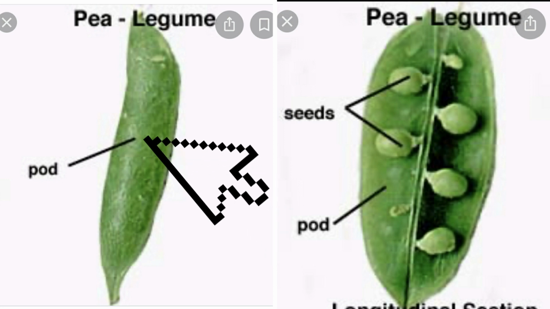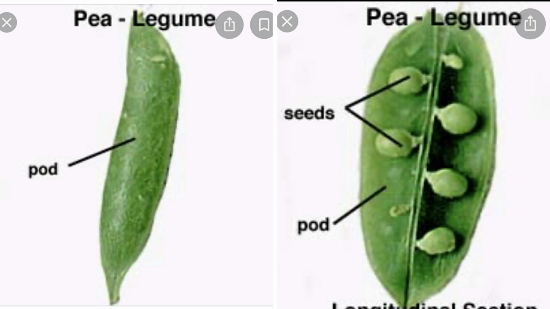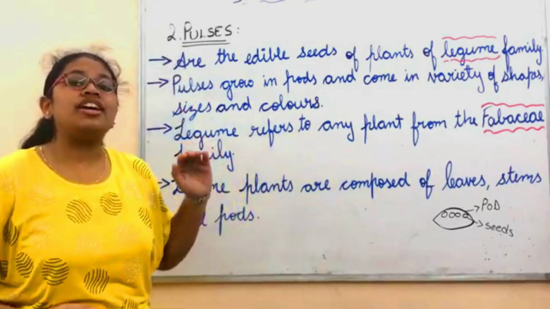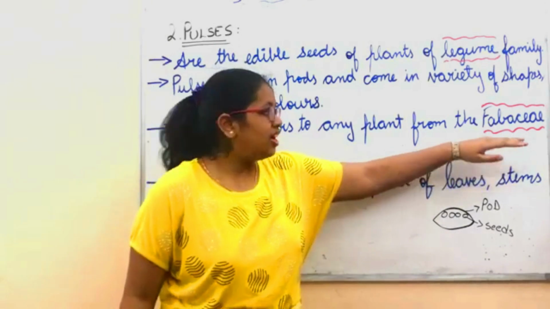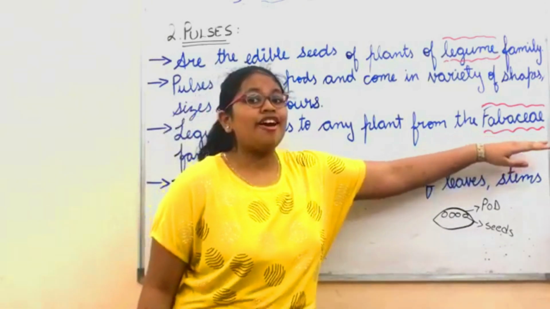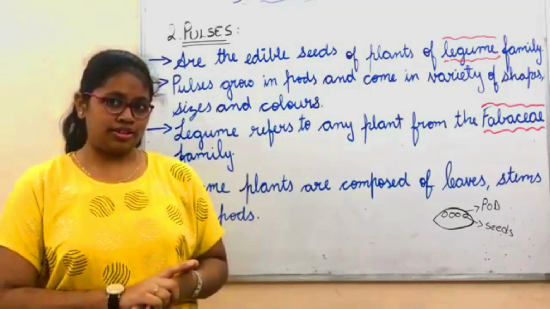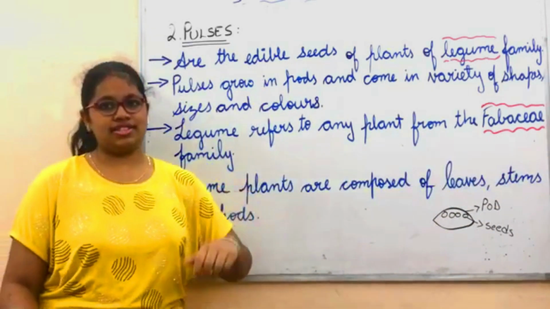This is a closed pod. If we open the pod, we can find the seeds. These seeds are the pulses as explained earlier. Legume plants come from the Fabaceae family. Look at the word Fabaceae. This word is pronounced as Fabaceae. There are three parts in a legume plant: the leaves, stems, and pods.